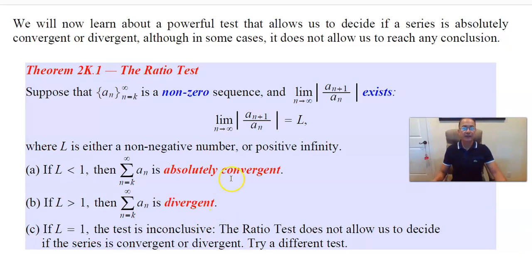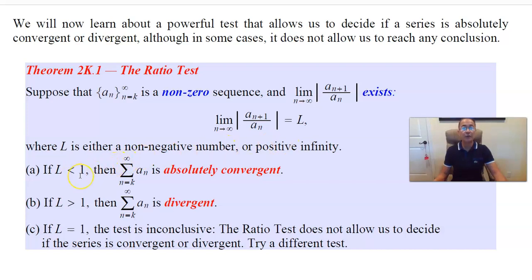All right, here we are, section 2K, the ratio test. Suppose we're given a non-zero sequence, a sub n, and the limit of the ratio a sub n plus 1 over a sub n exists. Say that is equal to L, in which case it is either 0 or a positive number. In other words, it cannot be negative, or maybe it's positive infinity.